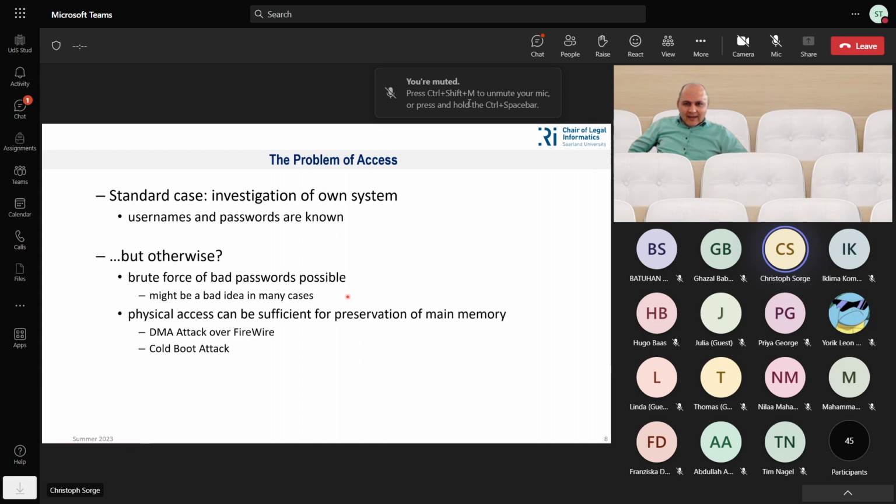Now, there are two well-known attacks which can help you access main memory if a system is still running without having to brute force passwords. And they are called DMA attacks. Okay. But over FireWire is actually mostly outdated, but DMA attacks still exist, so just forget the last two words here. And cold boot attacks.